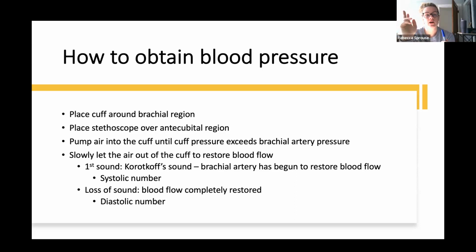That tapping is going to occur as pressure is let out of the cuff, and then eventually that tapping is going to disappear because now blood flow is fully restored. And that's going to be your diastolic number, when that tapping sound goes away. And that's the bottom number of your blood pressure.